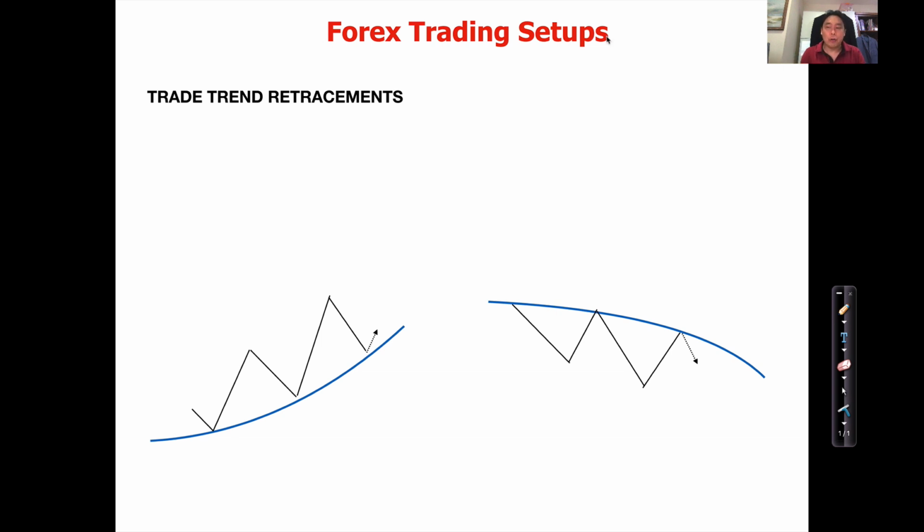So let me draw it out for you. Now, first of all, how do you identify an uptrend? An uptrend is defined as a series of higher highs and higher lows. On an uptrend, prices go up and down. But every time the price goes down, guess what? That's right. You'll make a higher high than the previous high. Every time the price goes down, you'll make an even higher high than the previous high.